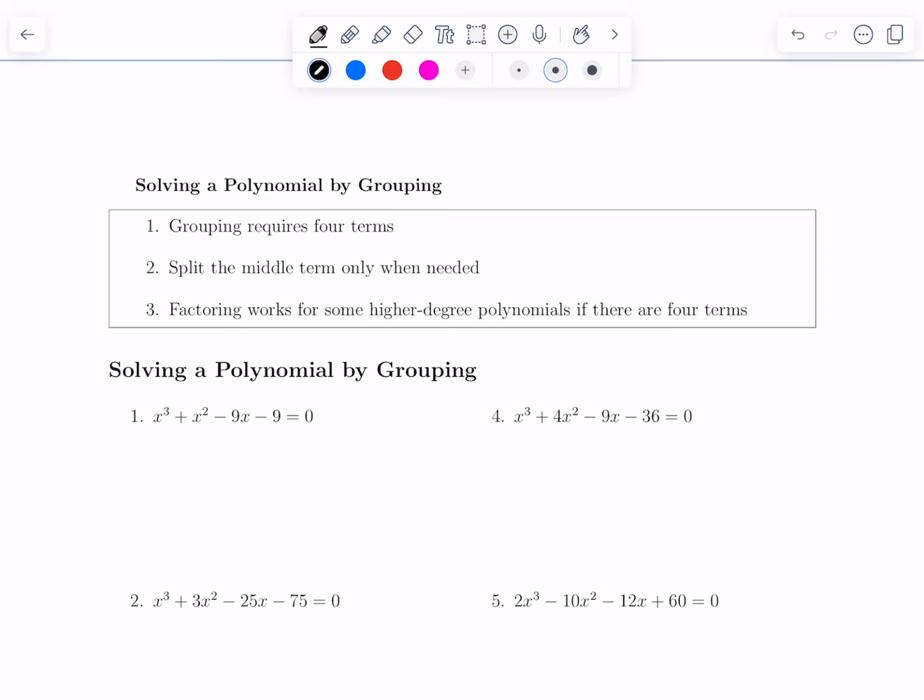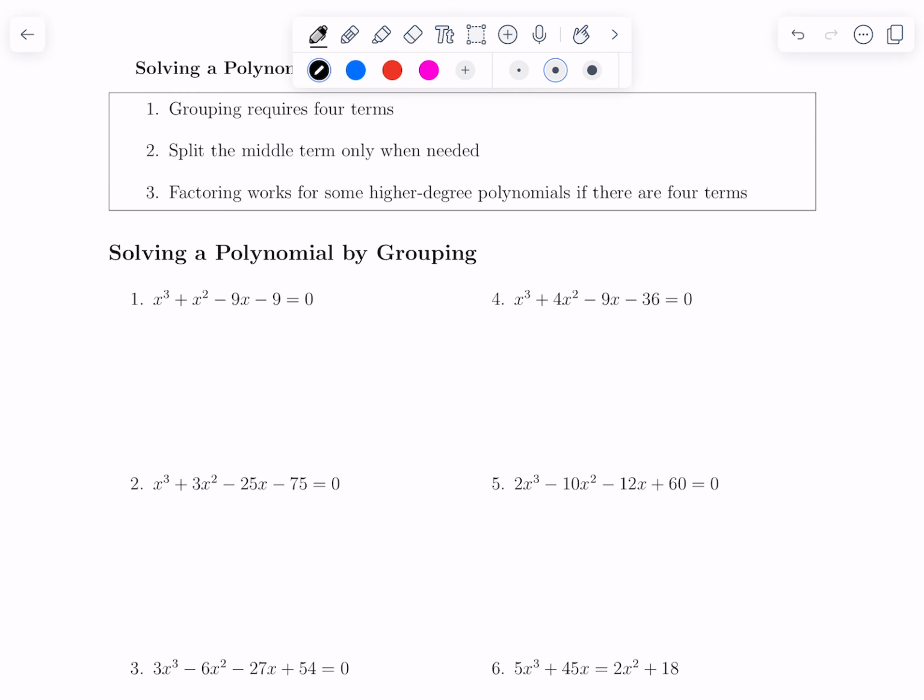Okay, for this video, we're going to solve a polynomial by grouping. So the first thing is, you need four terms over here. You might or might not need to split the middle term into two terms. And then we're going to factor for some high degree polynomial if there are four terms. So let's see the first example over here.